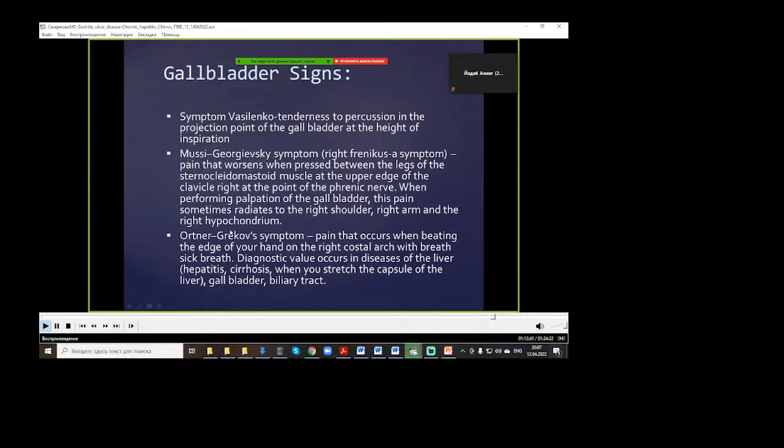Next symptom, Ortner-Grekov symptom, pain that occurs when beating the edge of the hand on the right costal arch with breath of the patient on inspiration. This symptom may be positive in acute cholecystitis and hepatitis and cirrhosis.